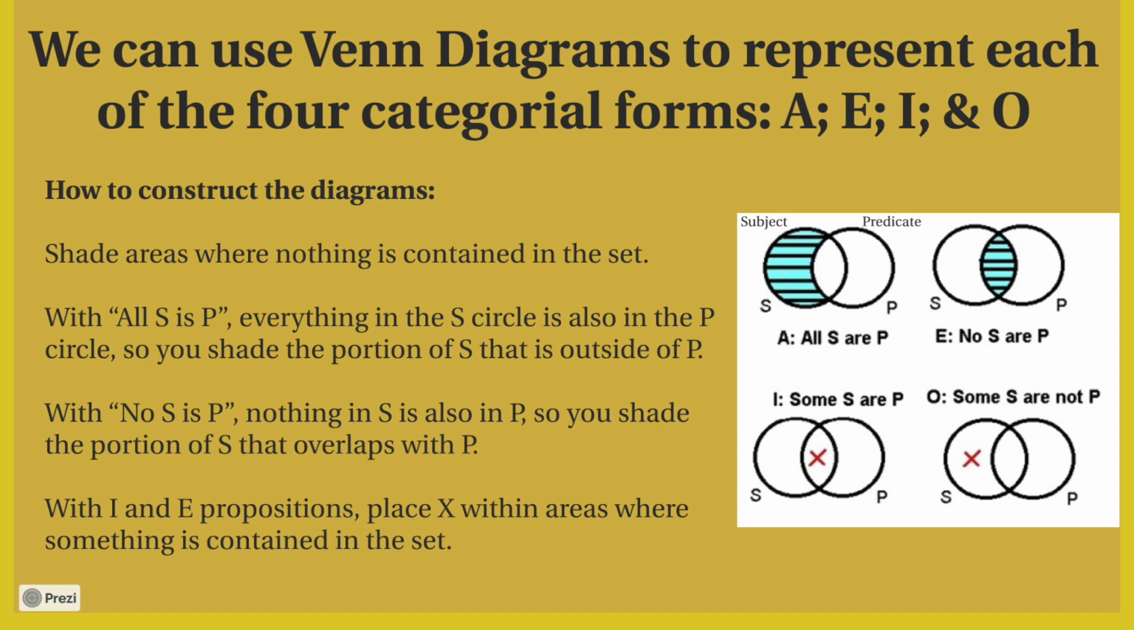With our statements that come in the form of some S is or is not P, we place an X in the areas where something is contained. This is because when I make a claim about some S, I am not making a claim about all S, and so I do not have enough information to say anything about what every other S is or is not. All I can say is that some S, that is, at least one S is or is not P. And so we are noting with an X either that something exists where S and P are both the case, or something exists where S is the case but P is not.